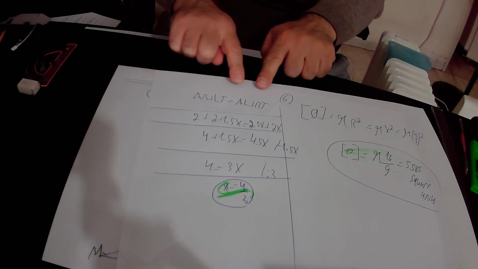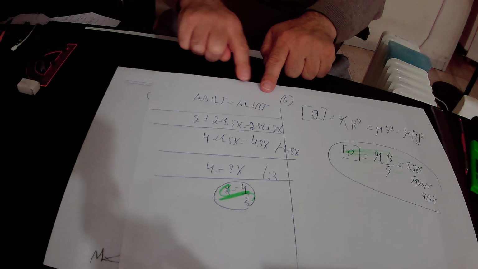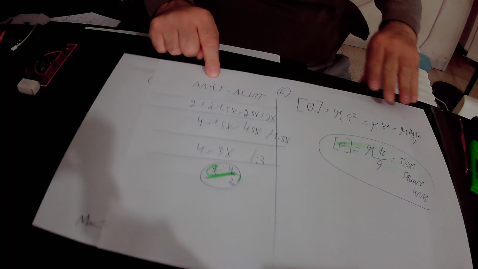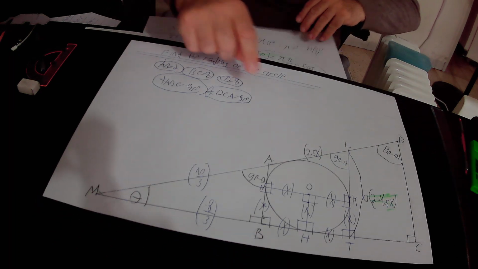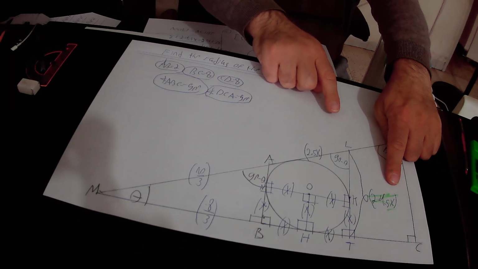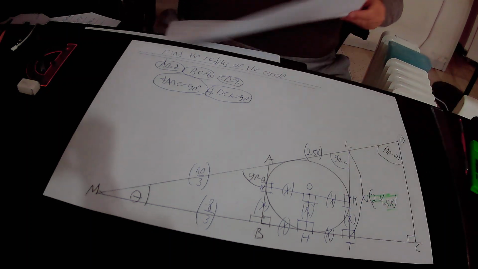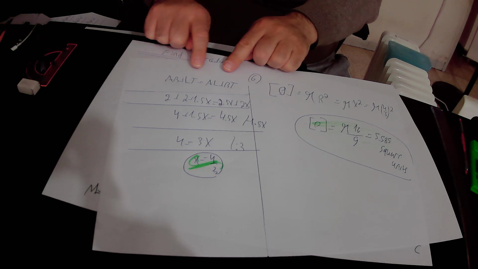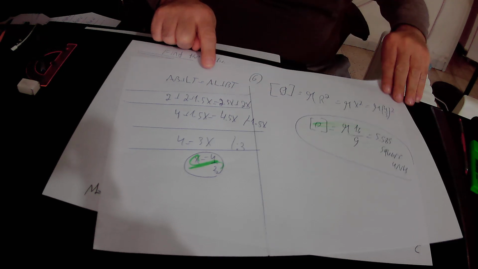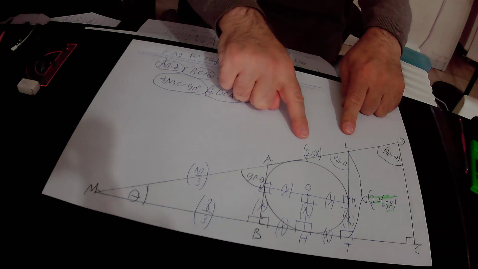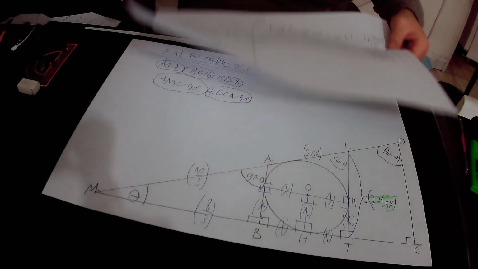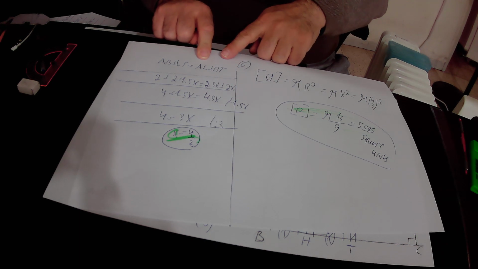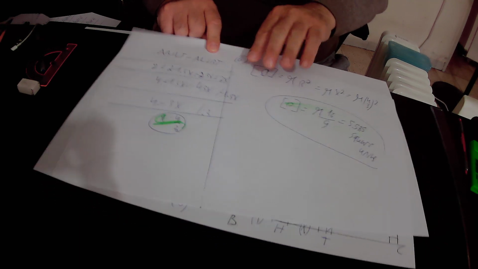AB plus LT equals AL plus BT. AB is 2. What is the value of LT? LT equals 2 plus 1.5x. If LT equals 2 plus 1.5x, and it is equal to AL, what is the value of AL? AL equals 2.5x. Here, AL equals 2.5x, plus BT.